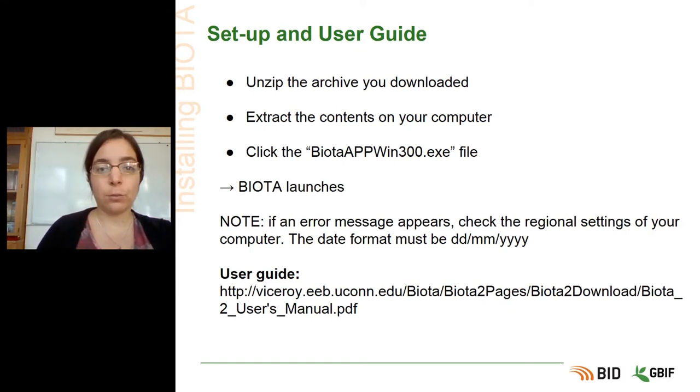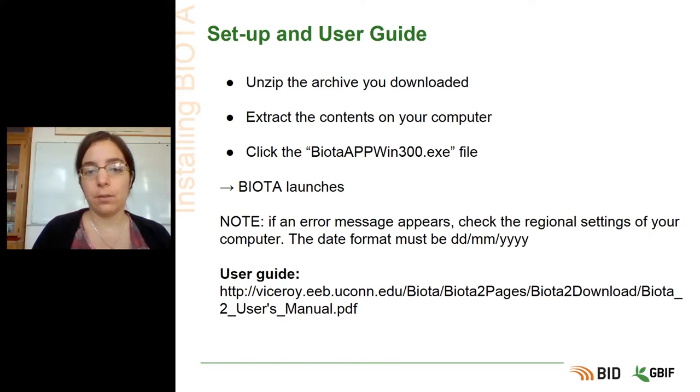Biota is really simple to download. You just have to download a zip file, and then unzip it once the download is finished. Then you can extract the contents to your computer, and you just have to click the Biota app win300.exe file. And normally Biota launches automatically. Just a note, if an error message appears, you don't have to worry.